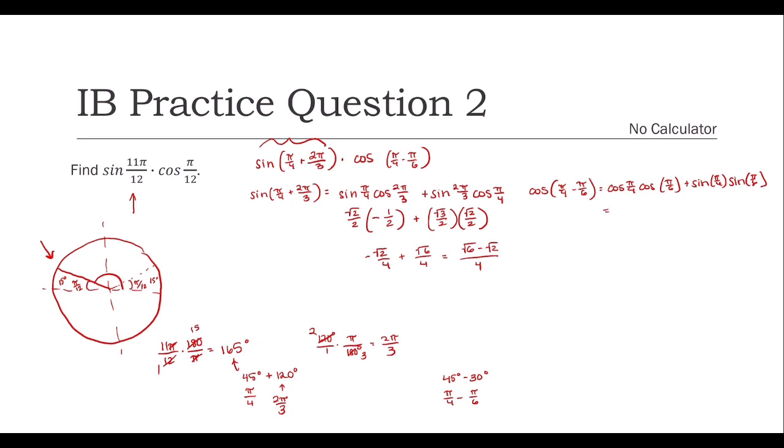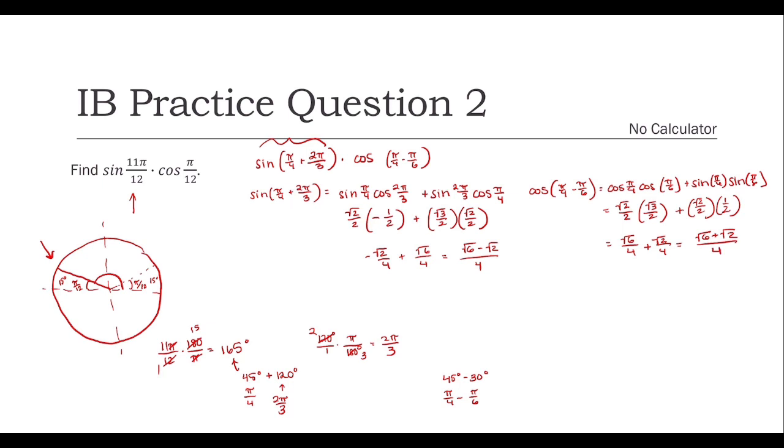Our cosine of pi over 4 is root 2 over 2. Our cosine of pi over 6 is root 3 over 2. Plus our sine of pi over 4, which is root 2 over 2, times our sine of pi over 6, which is 1/2. So this is going to equal square root 6 over 4 plus square root 2 over 4, which equals square root 6 plus square root 2 over 4.